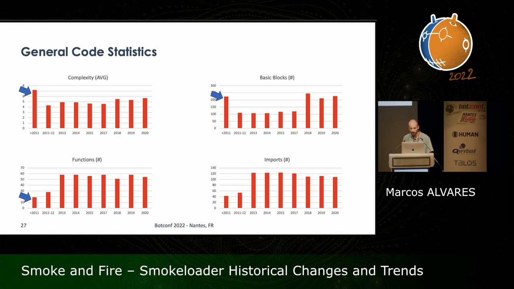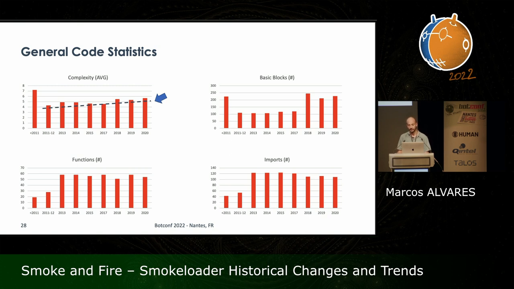And the first thing that I want to highlight is the beginning of Smokeloader, the prototyping phase, the beta version that I mentioned before, because you can really see that it was a prototype with high complexity, a small amount of functions, and a big amount of basic blocks. We're talking about those huge monolithic blocks that are a pain to follow or to reverse, but they were still prototyping functionalities and testing stuff. In the following versions, things got more stable, and you could see that they did a big refactoring before they started commercializing Smokeloader.